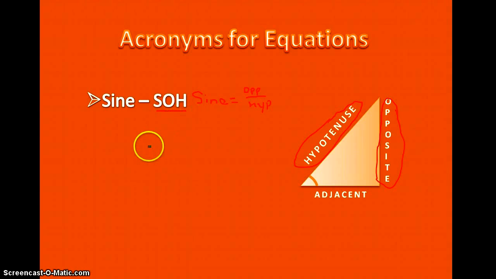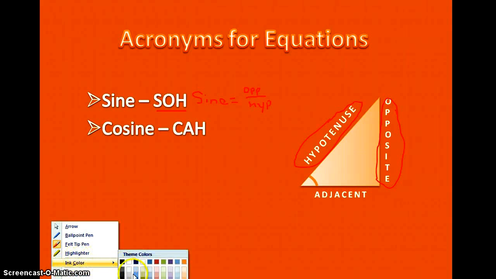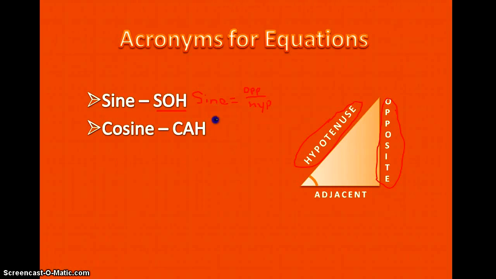So that is SOH. Next, we have CAH, and CAH is for cosine, and that stands for cosine equals adjacent over hypotenuse. So for this instance, we would have adjacent divided by hypotenuse, which would equal cosine. That is CAH.